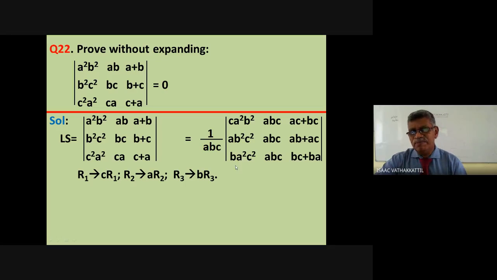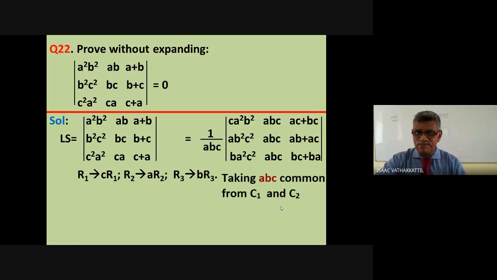I can take ABC out from the first column as well as from the second column. That means ABC into ABC, or ABC squared, will come out. Taking ABC common from C1 and C2: when I take from C1, I get ABC out, and again from C2 another ABC. So ABC into ABC becomes ABC squared. Outside it is ABC squared by ABC, and ABC squared upon ABC is simply ABC.